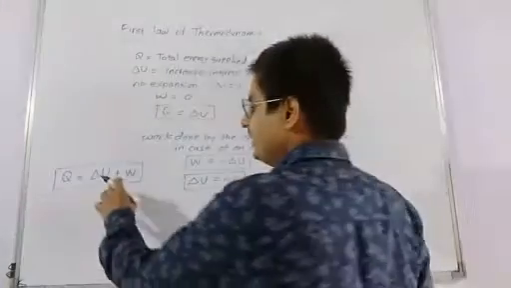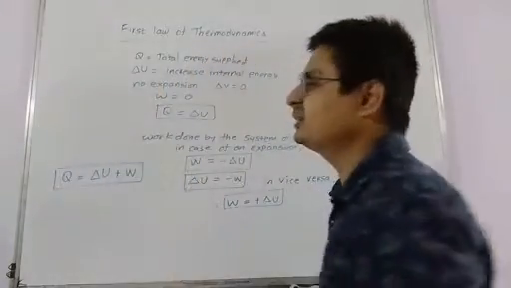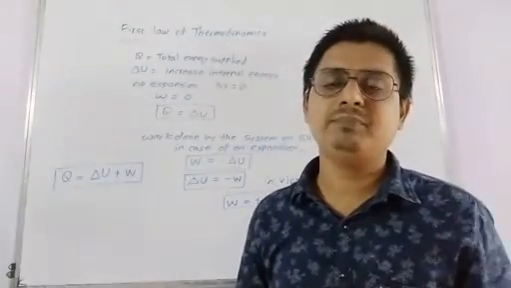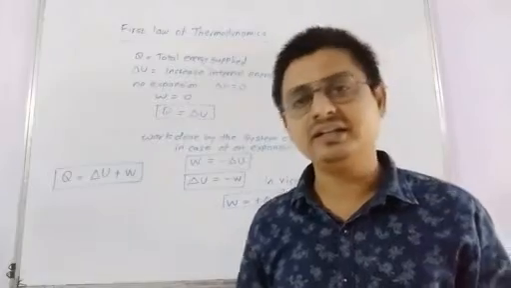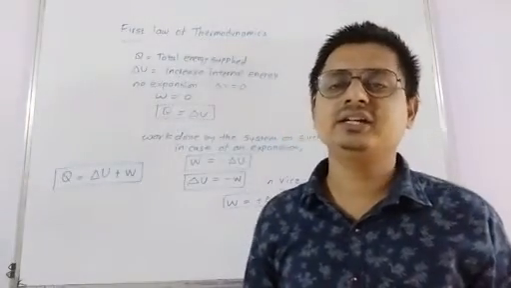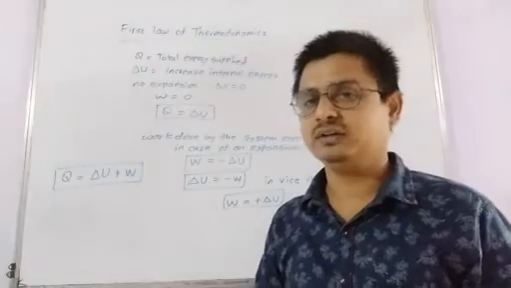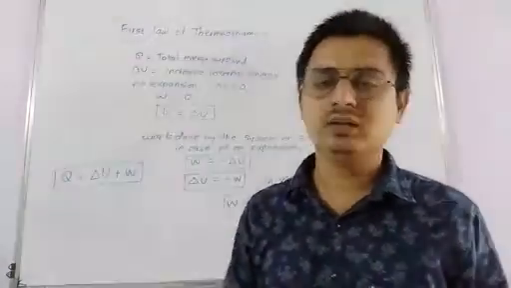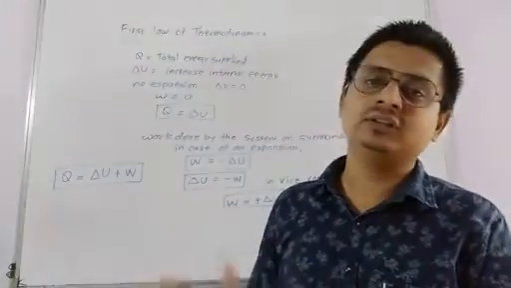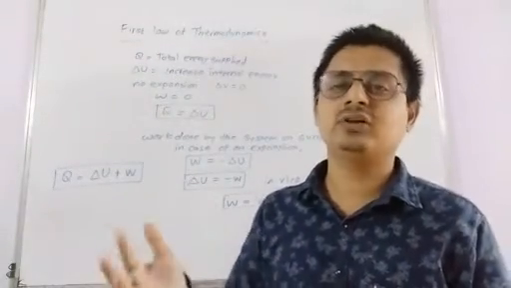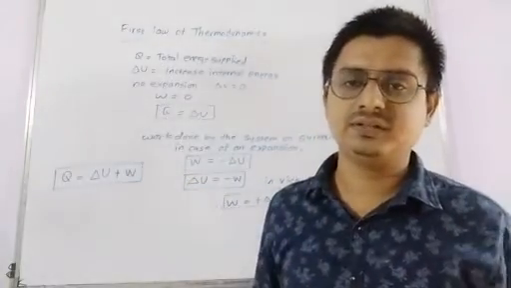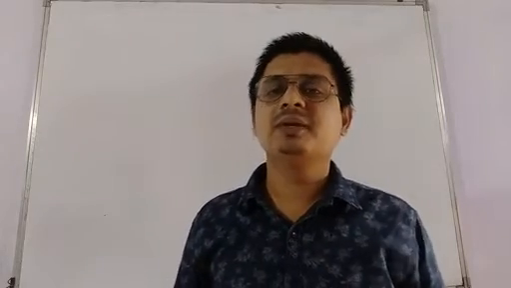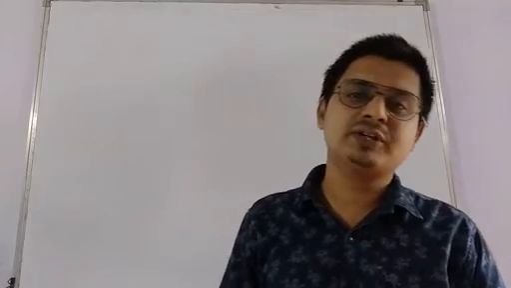Okay, so this is the mathematical relation of the first law of thermodynamics, which states that the amount of energy supplied to the system, part of the energy is used to increase internal energy and the remaining energy is used to perform the work. The remaining energy will be used by the system to perform work, either by the system on the surrounding or by the surrounding on the system. That's it.